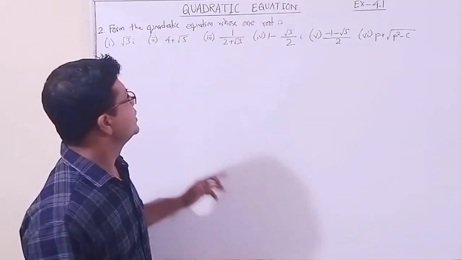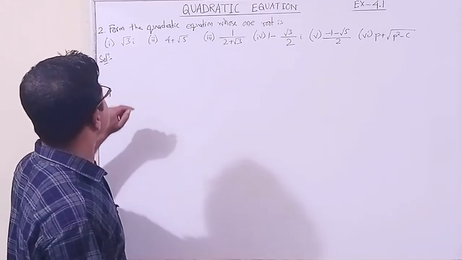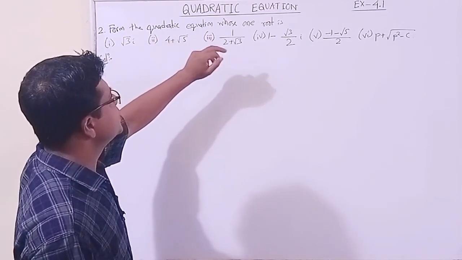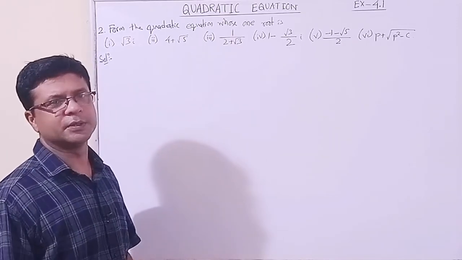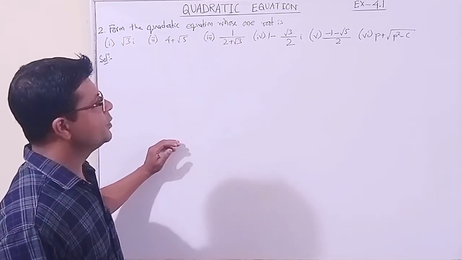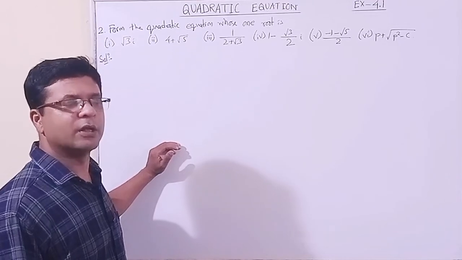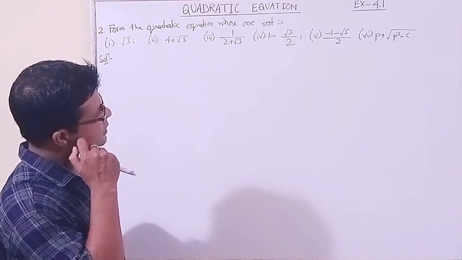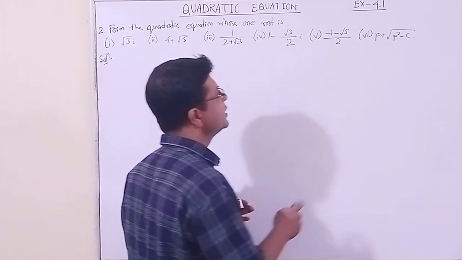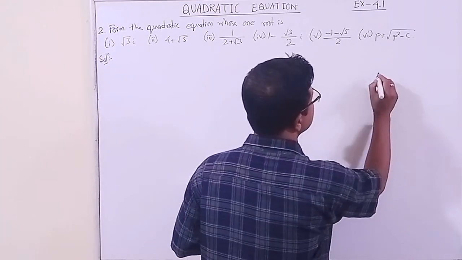Alright. Now dear students, here in question number 2, let us read the question. Form the quadratic equation whose one root is this. This is a special case of the formation of a quadratic equation. Whatever solution we did earlier is not always true in all cases. This is a special case. When will we get this special case? Only in 2 cases. One is when the roots are irrational numbers.